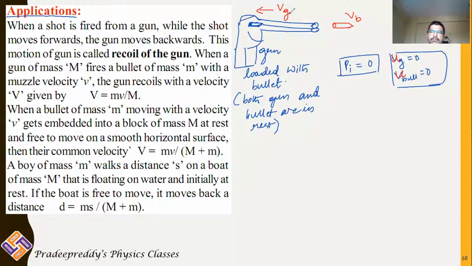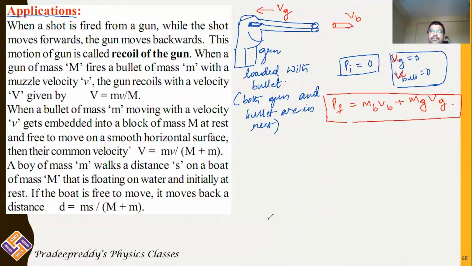So that is Vg. Therefore, I can now write final momentum is equal to mass of the bullet into velocity of the bullet plus mass of the gun into velocity of the gun. That is final momentum after firing.